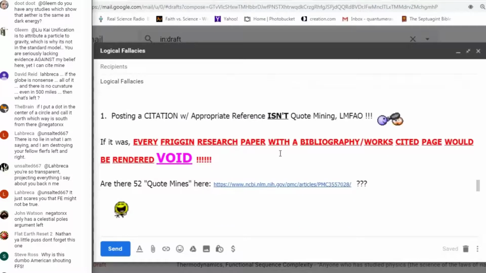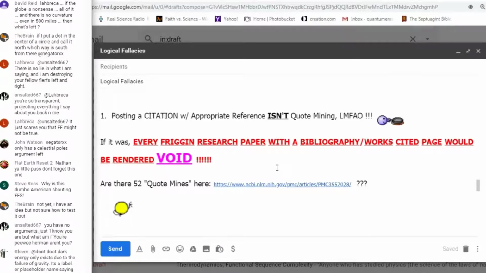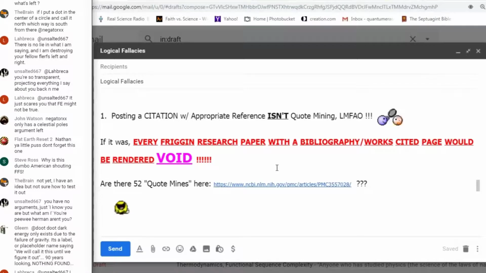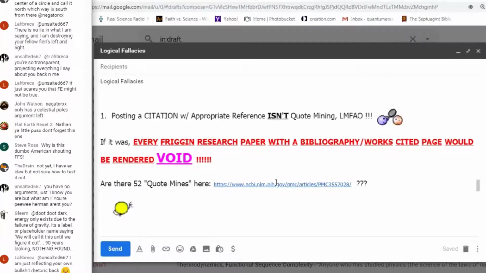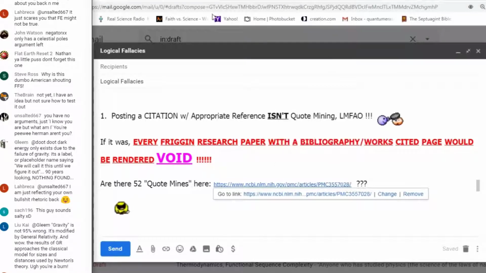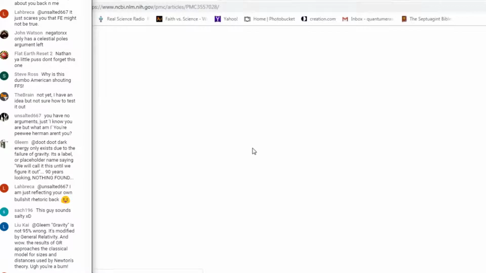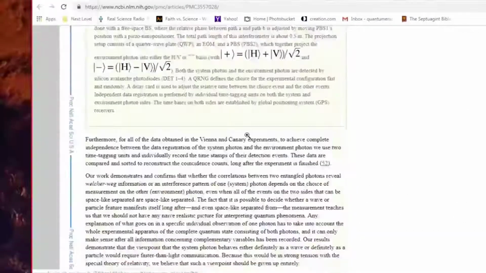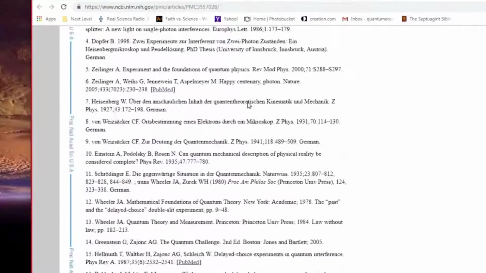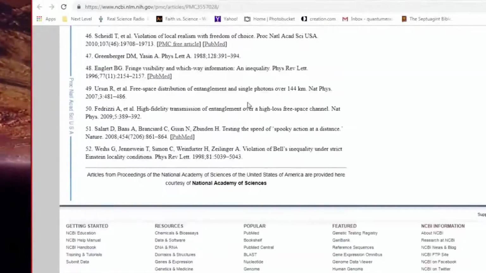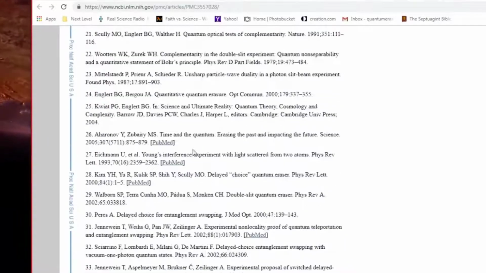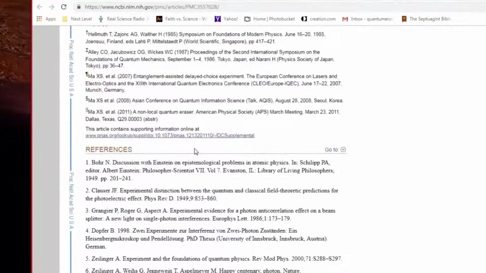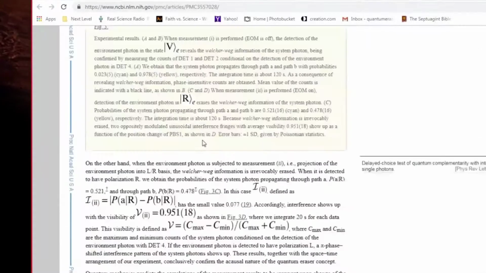So let me start off. Posting a citation with appropriate reference isn't quote mining. If it was, every research paper with a bibliography or works cited page would be rendered void. Let's pull one up. Are there 52 quote mines in this? This is Quantum Erasure with the causally disconnected choice from PNAS, right? Let's go down here, usually at the end, in the works cited, references, or bibliography page. How many quote mines? Oh my God. 52 of them. There's 52 in here, folks. I guess these are all quote mines, right? Because they're highlighted up here in the document. Parenthetically cited.